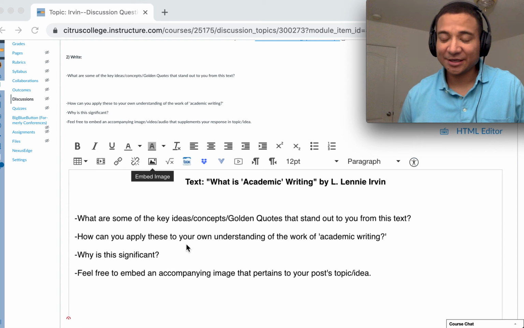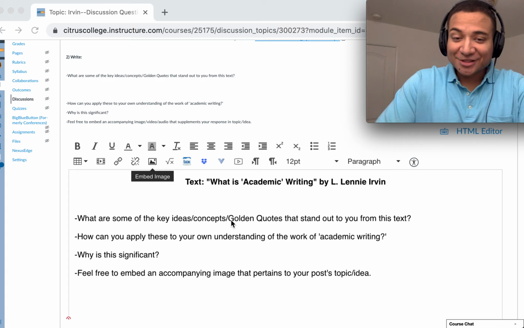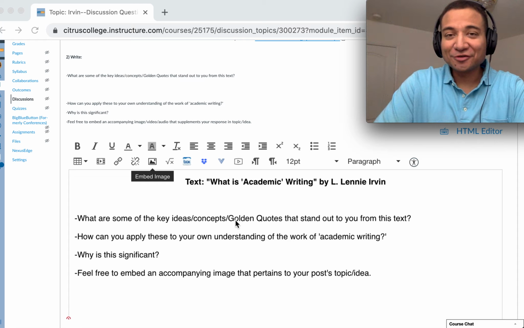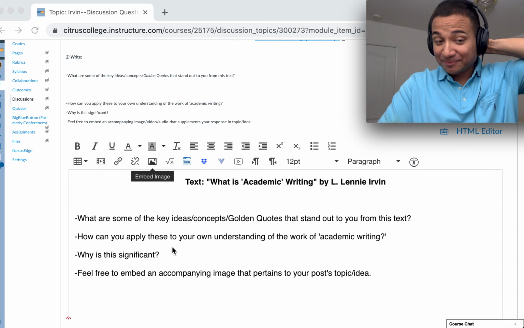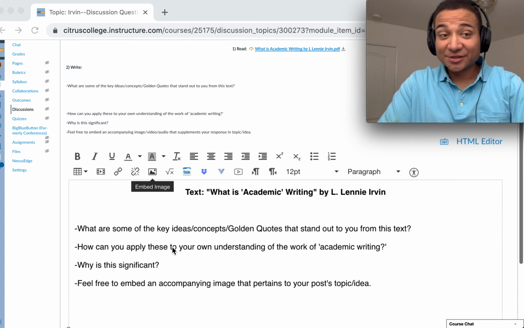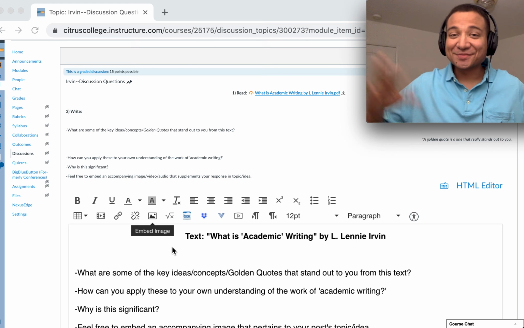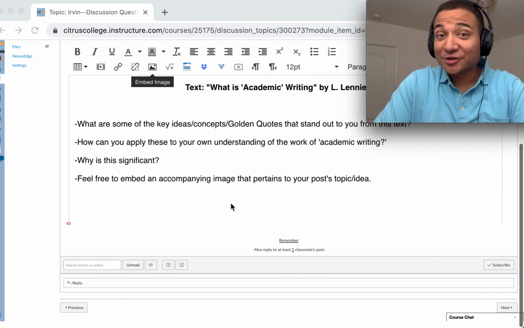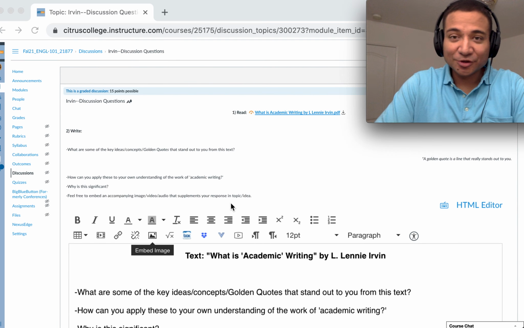If visually you can think of something to represent the concept from either the key idea or the concept or the golden quote that you're drawing from this reading, then feel free to embed that into your response here. But do remember, since it's a discussion board, you have to have at least a hearty, solid, substantial paragraph, which is at least 4 hearty, meaty sentences. And remember to also reply to at least one classmate's post, since it is a discussion board.